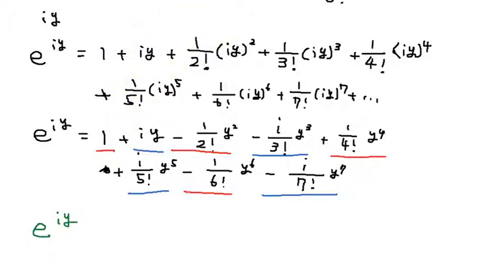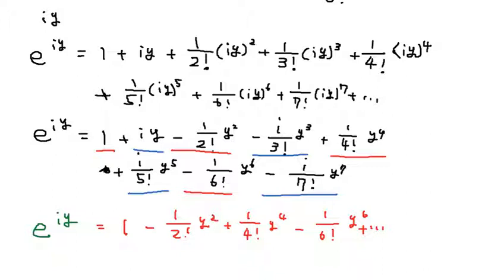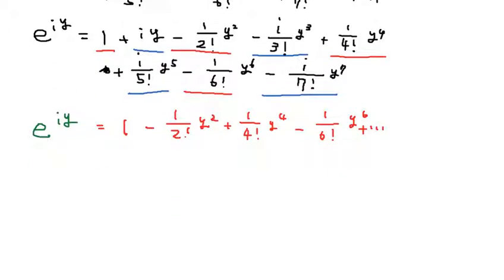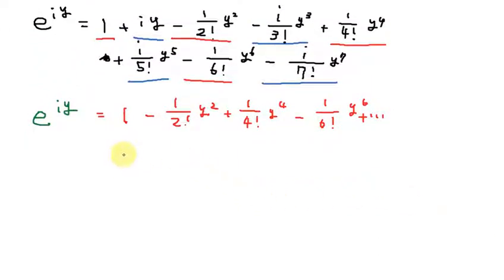Let's use red first. 1 minus 1 over 2 factorial y squared plus 1 over 4 factorial y to the 4 minus 1 over 6 factorial y to the 6, and so on. Then next I use blue. Plus iy minus i over 3 factorial y cubed plus i over 5 factorial y to the 5 minus i over 7 factorial y to the 7, plus and so on.